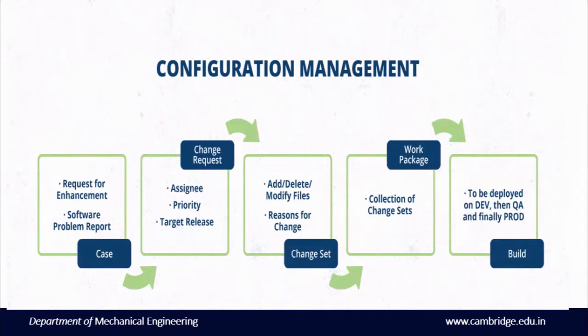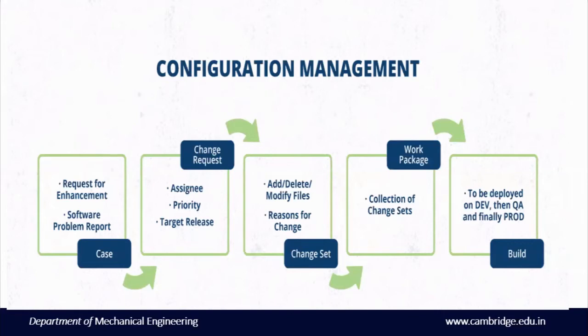These are the main important points in the configuration systems. The case is what has been requested for different enhancements, with the software problem report and the change request with the different assigned property and the target, which is in the change request. Whatever has been assigned can be changed, the priority given to the product can be changed according to the request, the target which has been released can be changed according to the request, and all that comes into the picture of configuration management systems.